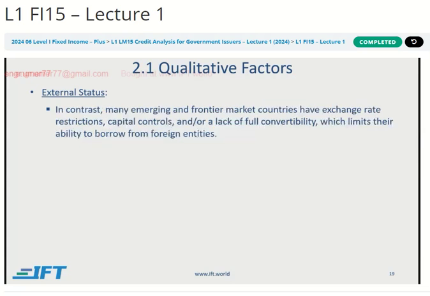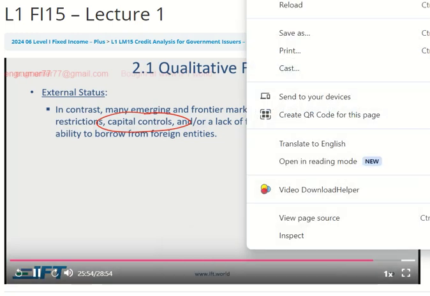So again, coming back to external status, many emerging and frontier markets have exchange rate restrictions, so they're not open. Their capital markets, their financial systems are not open. It's very hard to get money to come out of those countries, and there are significant capital controls that they are placing versus other countries which are open. So obviously we want them to be open and not restricted. Otherwise, as investors, it is difficult for us to then get our money back.